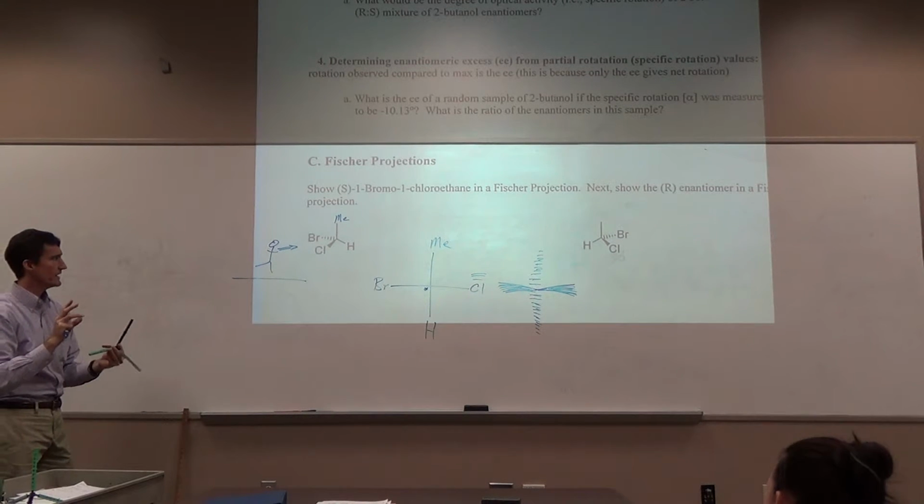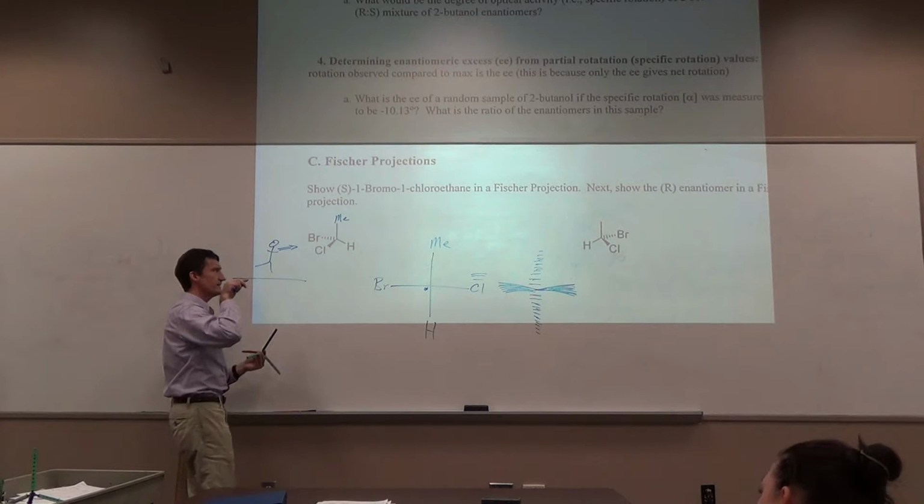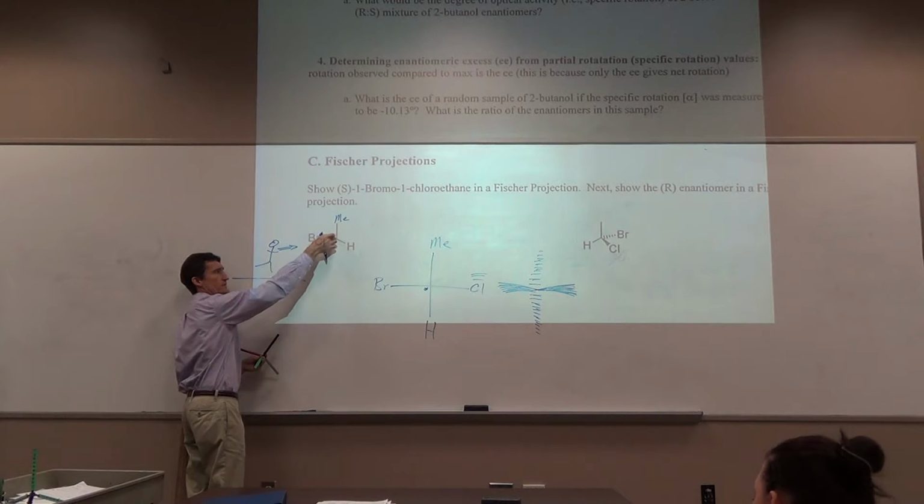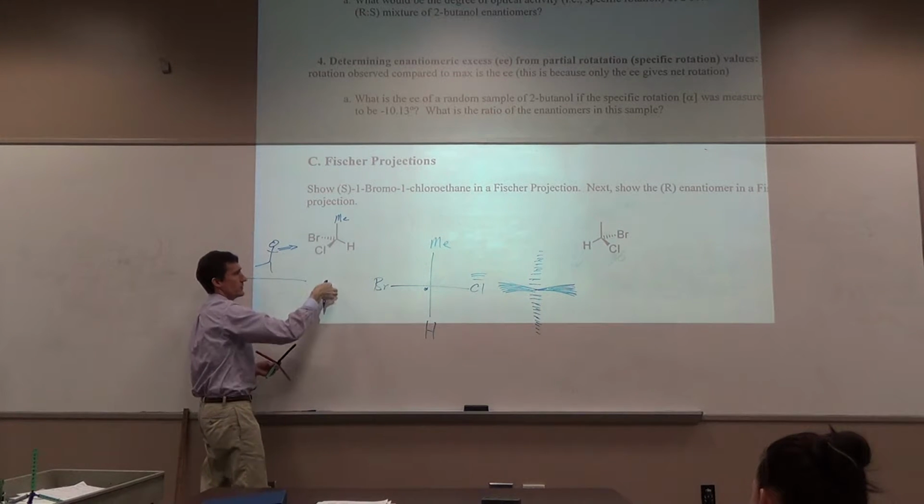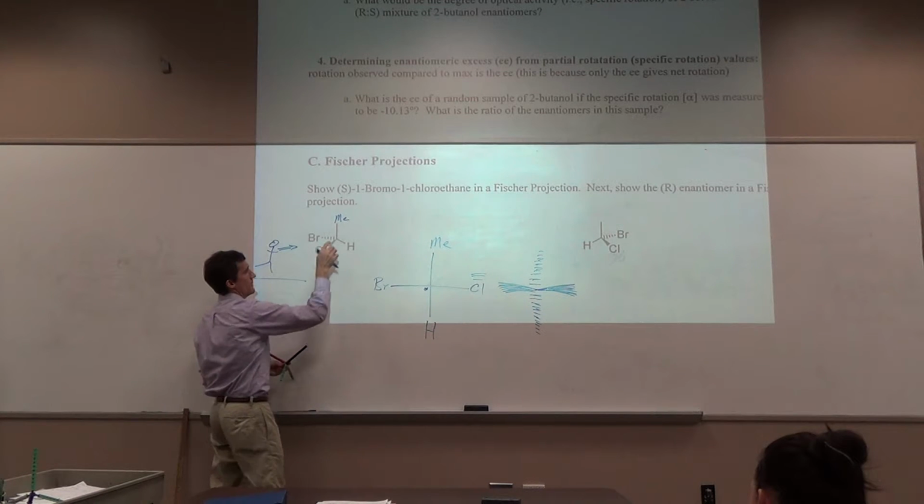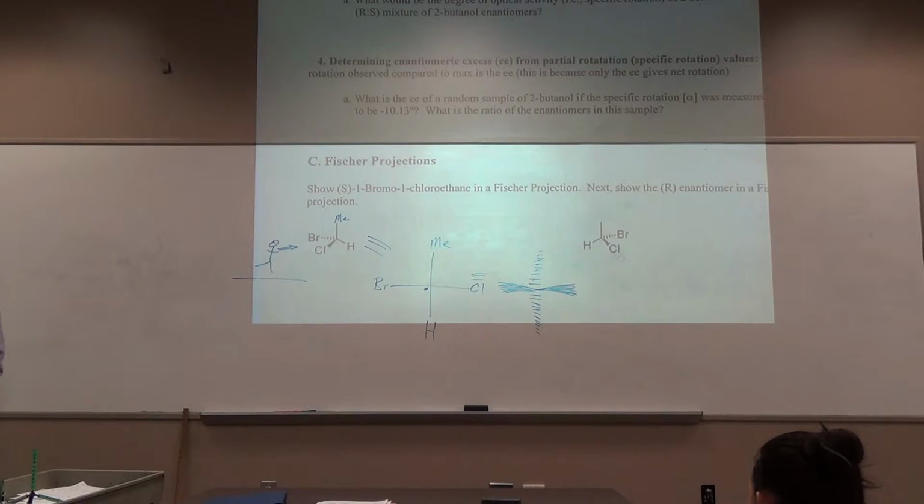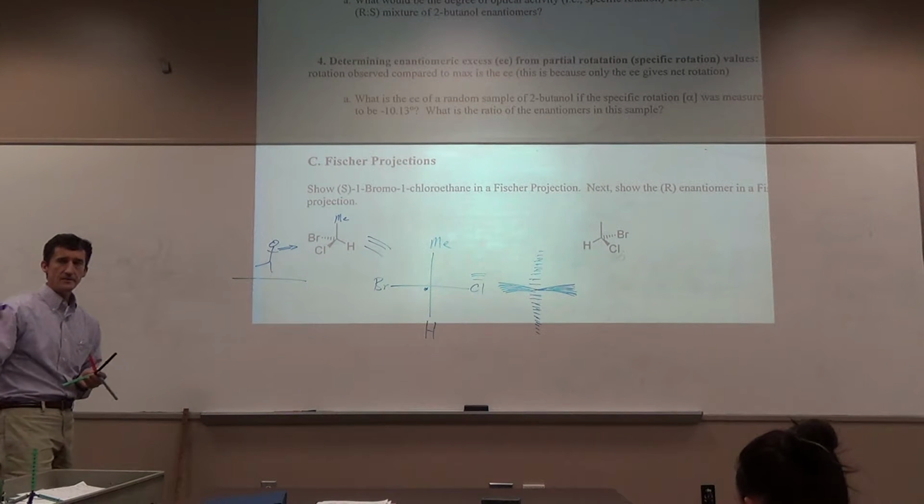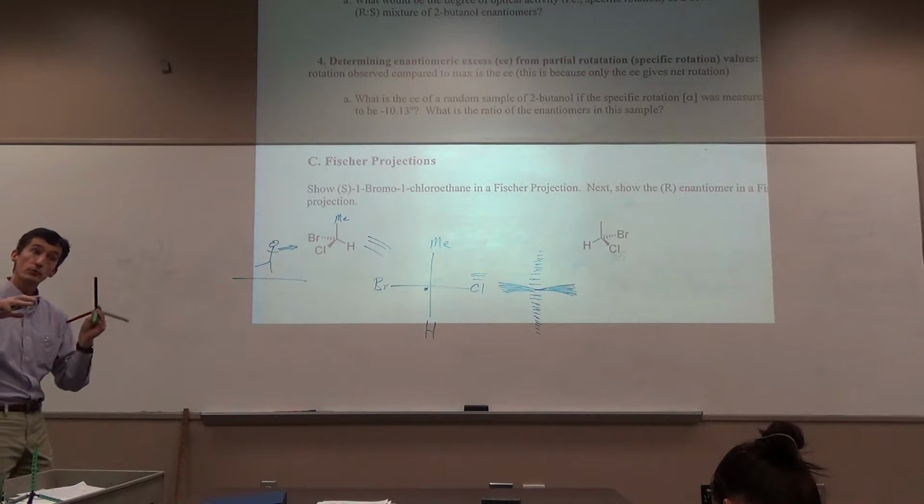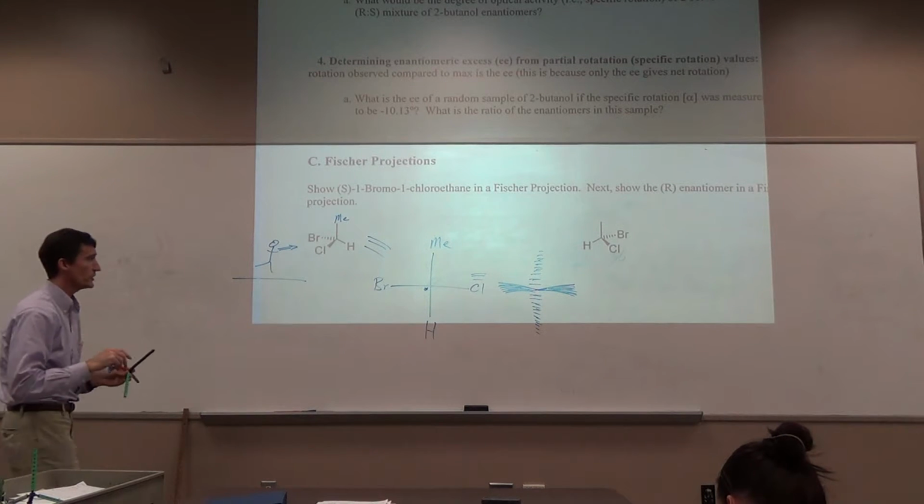Somewhat like Newman's, except we're not looking down a bond. Right here, we're just looking at a single carbon. Later on, we'll look at two carbons. But that is the same compound, but now it's in what we call a Fischer projection or crosshair. Now that it's in Fischer, it's much easier to do things with, for example, determine R/S.